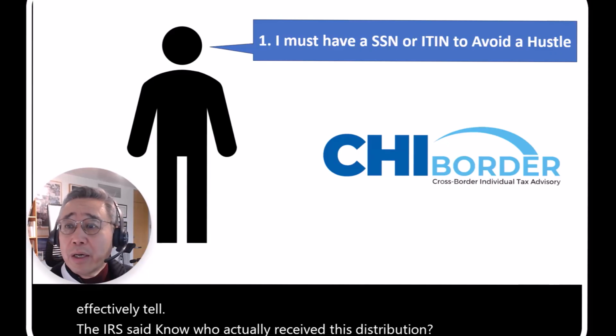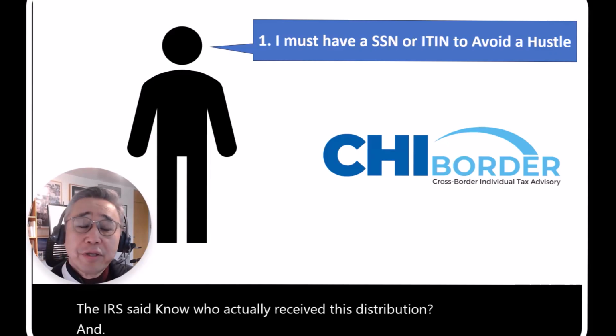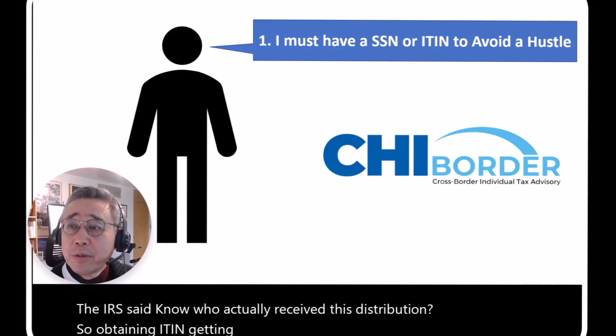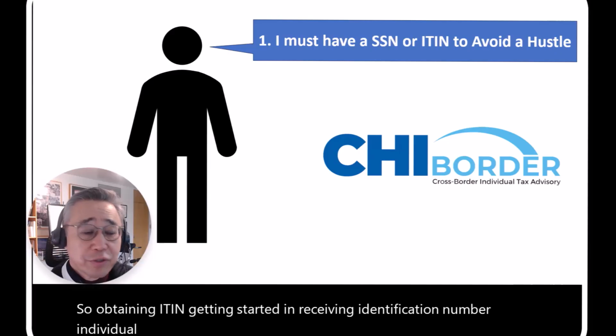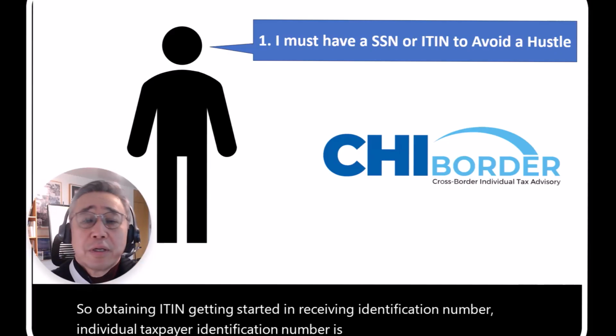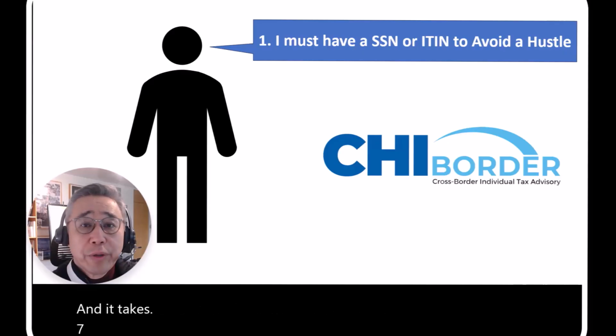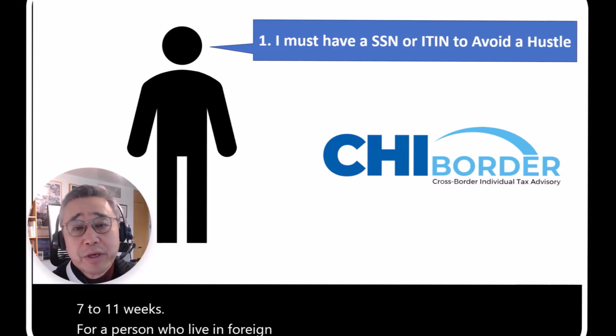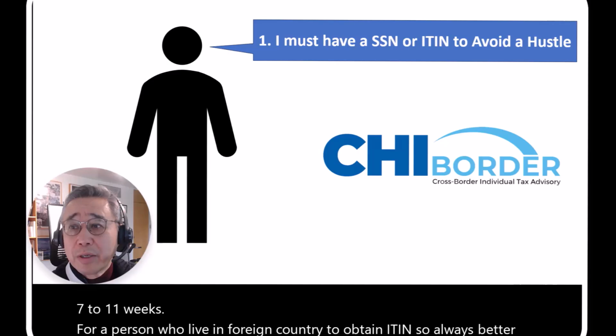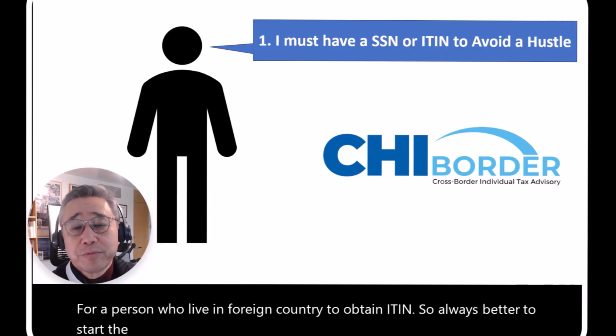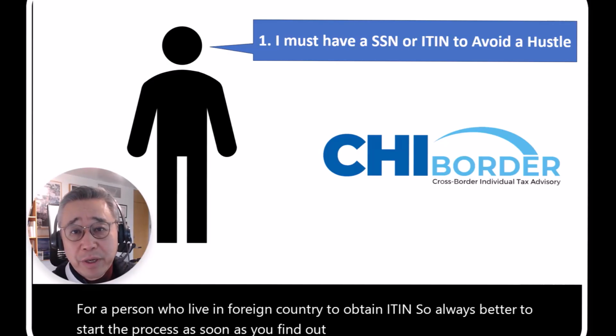And so obtaining an ITIN, an Individual Taxpayer Identification Number, is critical, and it takes 7 to 11 weeks for a person who lives in a foreign country to obtain an ITIN. So it is always better to start the process as soon as you find out that you are a designated beneficiary of the U.S. trust.